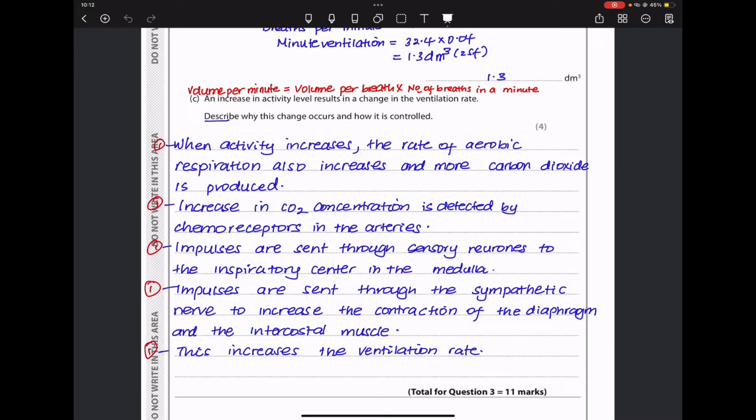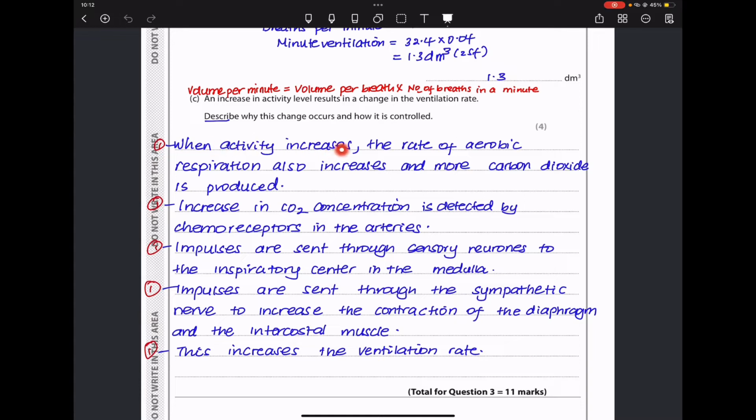Next, they say an increase in activity level results in a change in the ventilation rate. Describe why the change occurs and how it is controlled. We know when activity increases, there is going to be more aerobic respiration, carbon dioxide concentration is going to increase, there is going to be pH decrease, and then the chemoreceptors can detect the change, and then the nervous system can send impulses to cause increase in the ventilation rate.